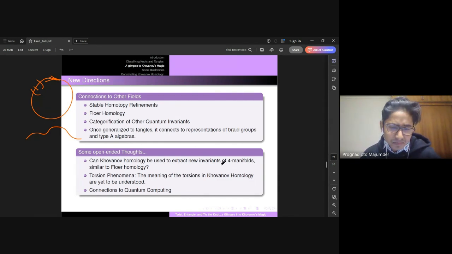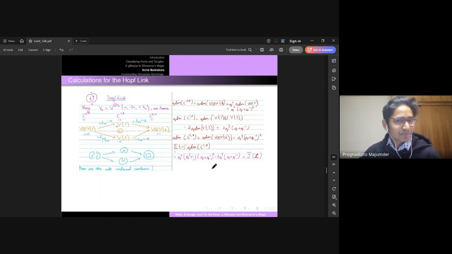For four-dimensional manifolds, it becomes very, very difficult. People are trying to use Khovanov homology to cook up invariants, identify them, and get more information. And quantum computing, something is being tried, but it's not something I understand well.